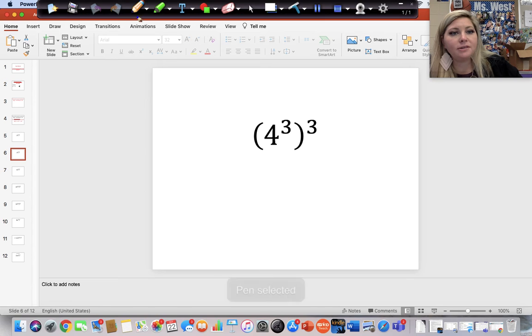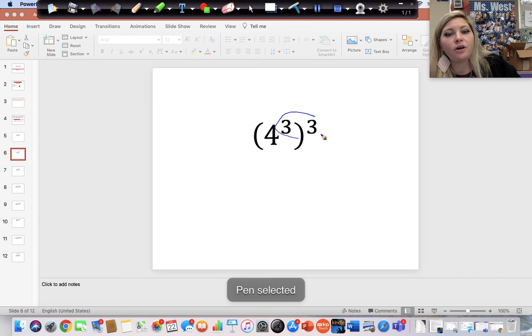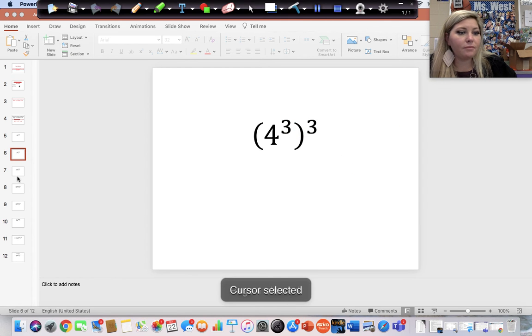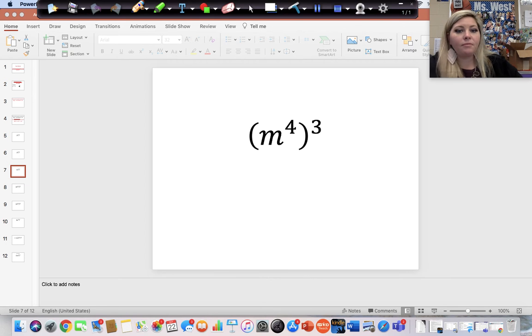Okay, let's practice the shortcut. So we are multiplying our 2 exponents together. 3 times 3 gives me 9. So it's going to be, my base is 4, and then to the 9th power. Here we have m to the 4th power, and we are multiplying our two exponents together. So 4 times 3 gives me 12, so it's going to be m to the 12th power.